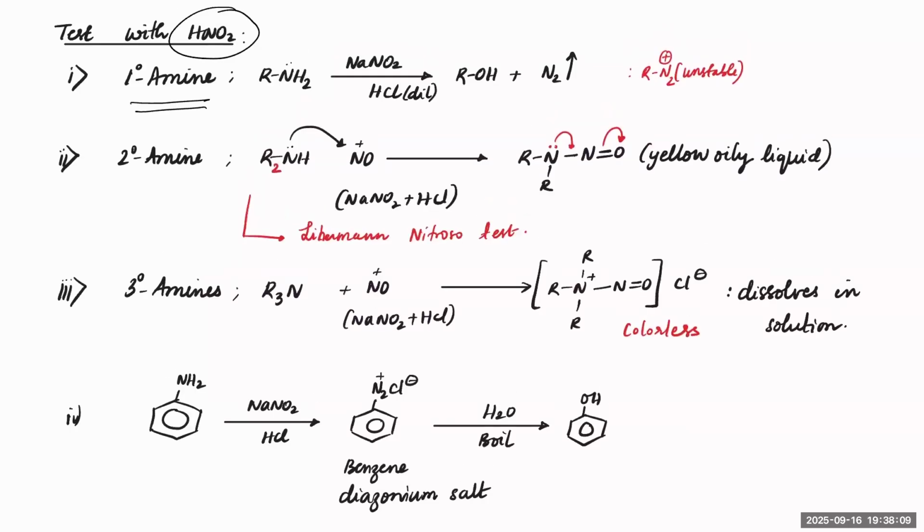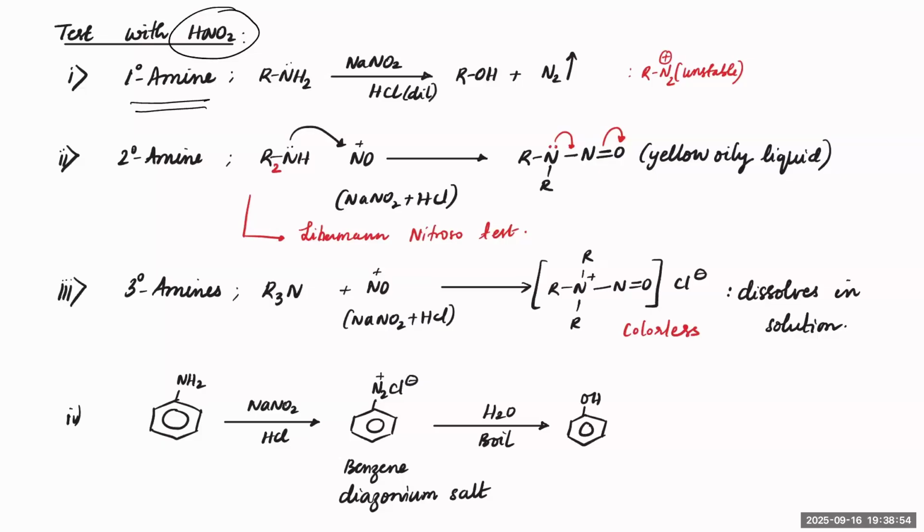Now a similar test can also be done via HNO2, nitrous acid. What does nitrous acid do? So you have 1 degree amine RNH2, with NaNO2 in HCl. This will give us RN2 plus, and finally RN2 plus is unstable. It will convert into an alcohol form. So 1 degree amine will release nitrogen gas. Nitrogen gas is left, and you'll get this into an alcohol form.